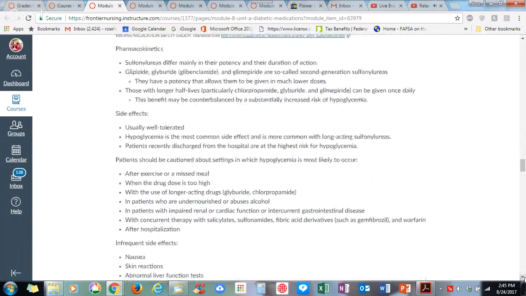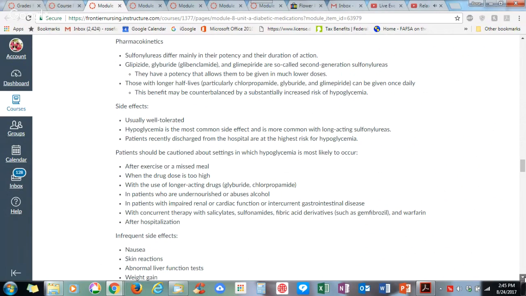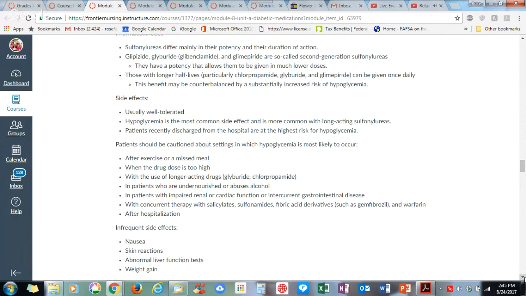Pharmacokinetics. Sulfonylureas differ mainly in their potency and the duration of action. Glipizide, glyburide, which is glibenclamide, and glimepiride are so-called second-generation sulfonylureas. They have a potency that allows them to be given in much lower doses.